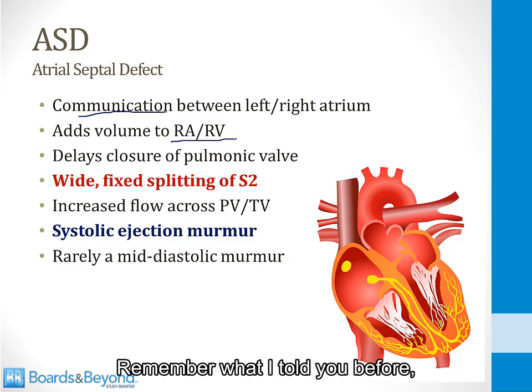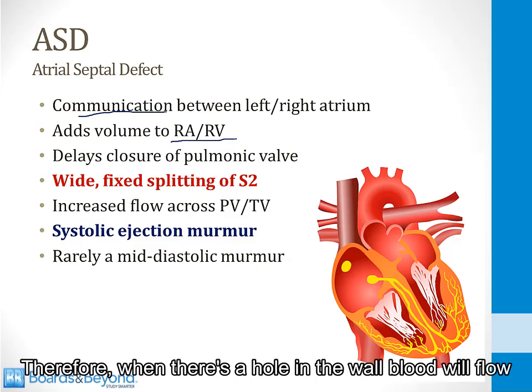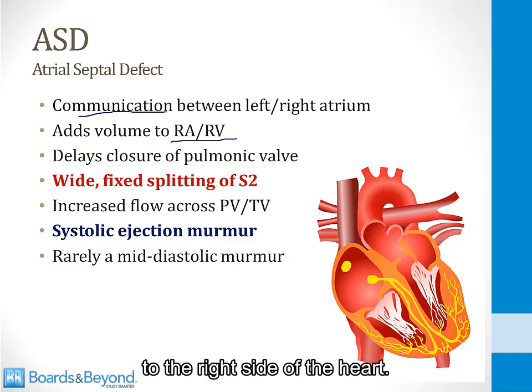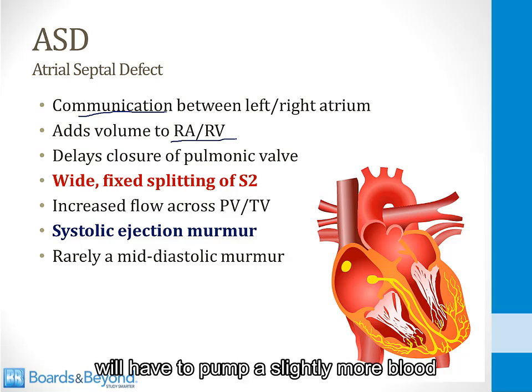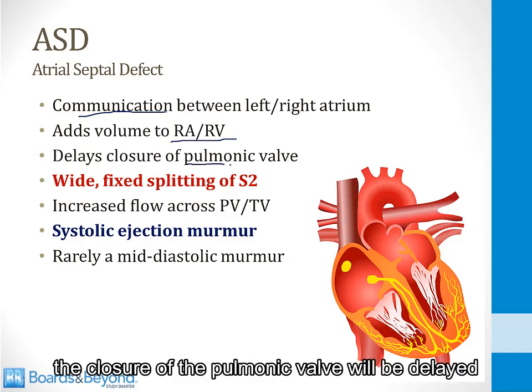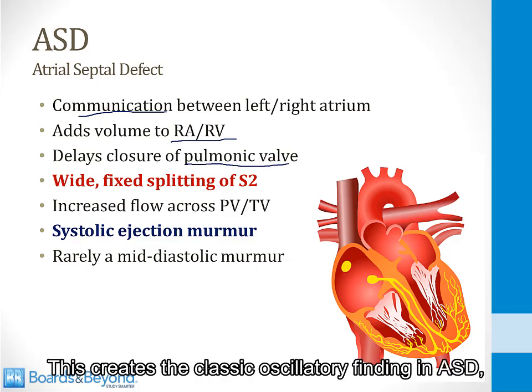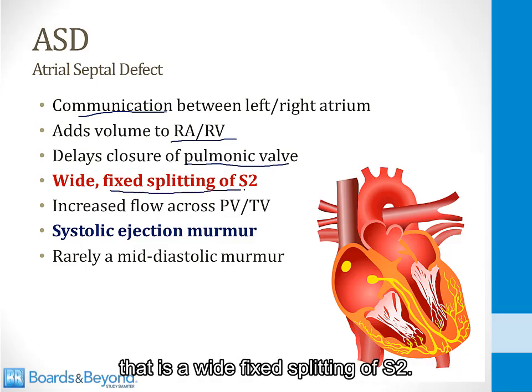Remember what I told you before, pressure in the left atrium should be higher than pressure in the right atrium. Therefore, when there's a hole in the wall, blood will flow from the left side of the heart to the right side of the heart. Because the right side of the heart will have to pump slightly more blood than the left side of the heart in this situation, the closure of the pulmonic valve will be delayed relative to the aortic valve. This creates the classic auscultatory finding in ASD, that is a wide fixed splitting of S2.